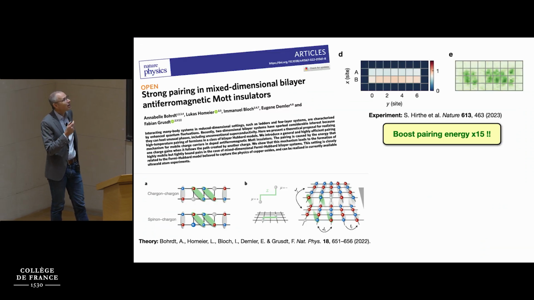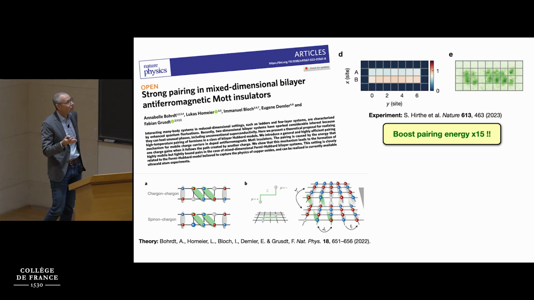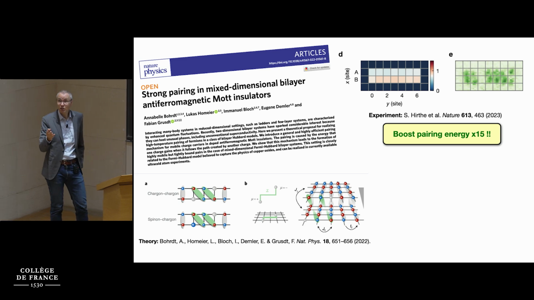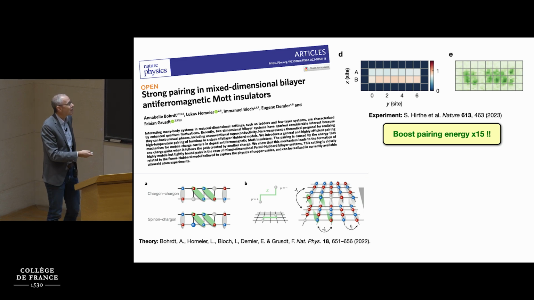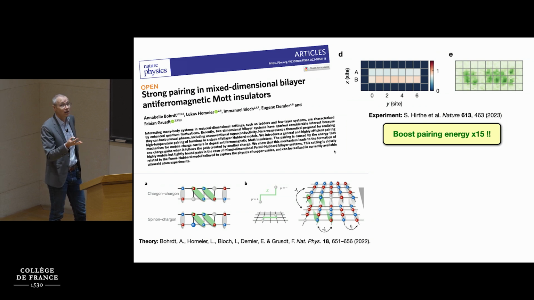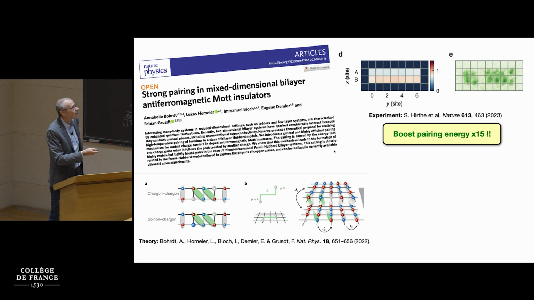All right, just one comment quickly on another system we've been looking at, where we try to introduce charge structures and binding of particles at the energy and temperature scales where we are. There was an idea from Fabian Grusdt and Annabelle Bohrdt that mixed dimensional setups could be very efficient ways to boost this energy scale for high-Tc superconductivity. And why does that actually work? I'll tell you in a second.